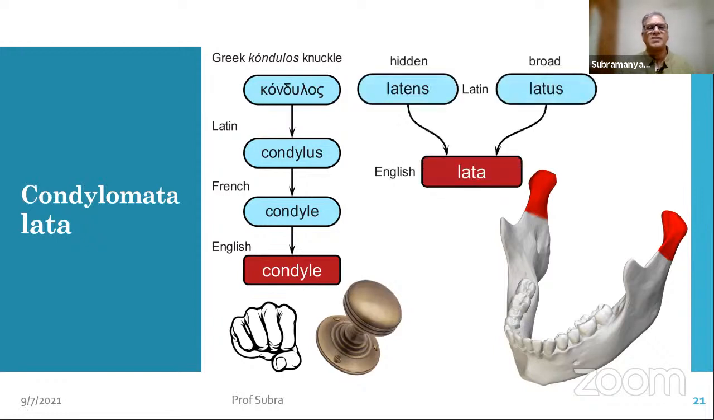Lata is not because it's a lesion which occurs quite late. No, it is probably derived from either latens or latus, both of which are Latin words. Probably because condylomata lata lesions are broad, moist lesions, the word latus is responsible for calling it condylomata lata.